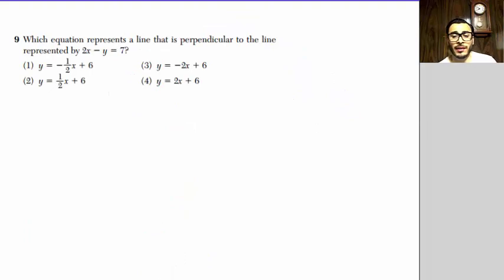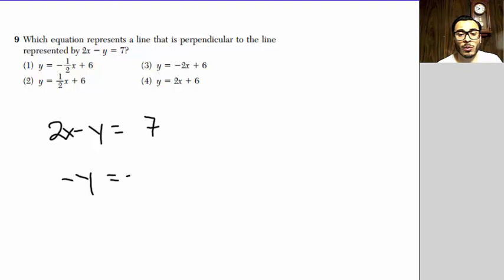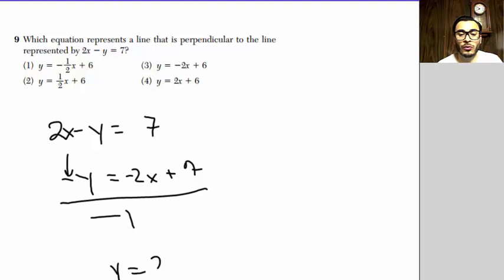Number 9, which equation represents a line that's perpendicular to the line 2x minus y equals 7. So what we will do is go ahead and solve for y. We get negative y equals negative 2x plus 7. And we're going to divide everything by negative 1 to get rid of this negative here. And we get y equals 2x minus 7.